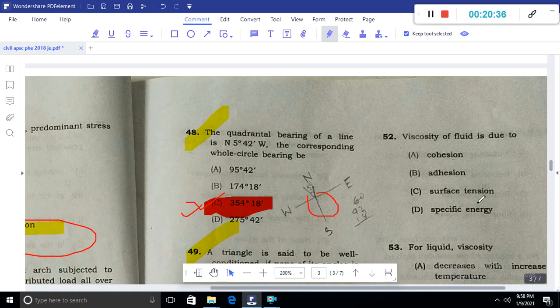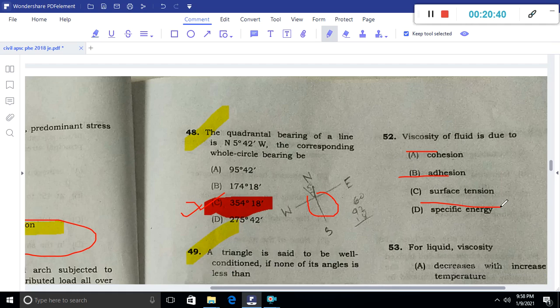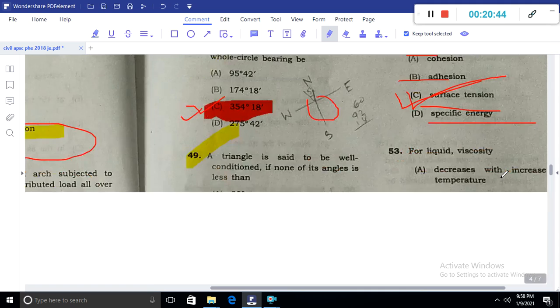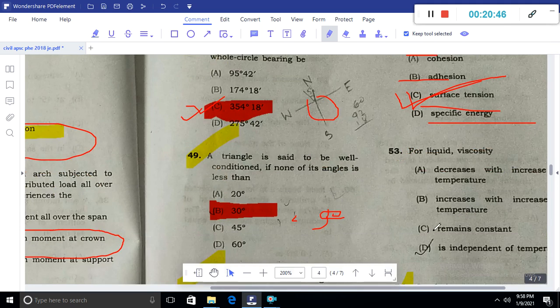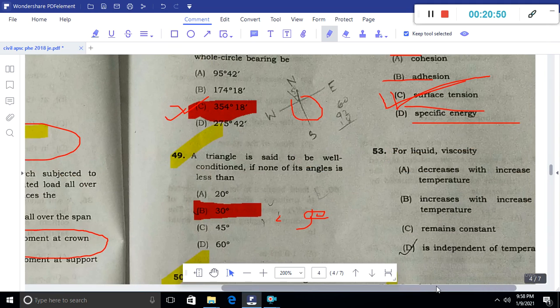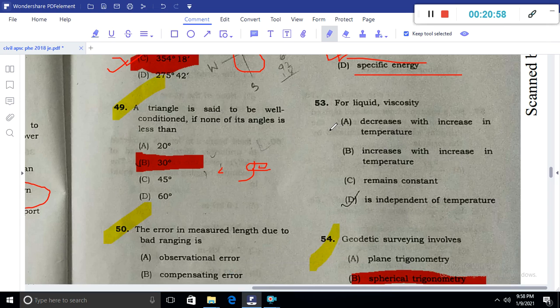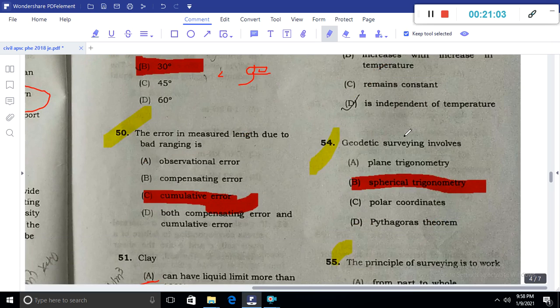Viscosity of the fluid is due to what? Cohesion, adhesion, surface tension, or specific energy? Basically, we get viscosity because of surface tension. For liquid, viscosity decreases with increase in temperature, but for gas, it increases. Okay, geodetic survey involves spherical trigonometry.